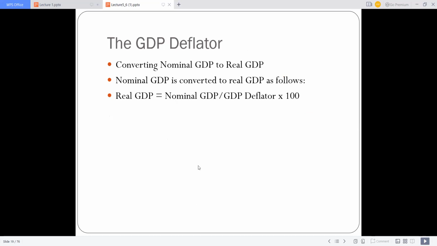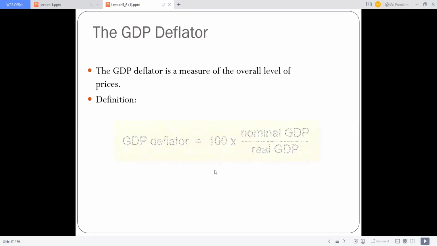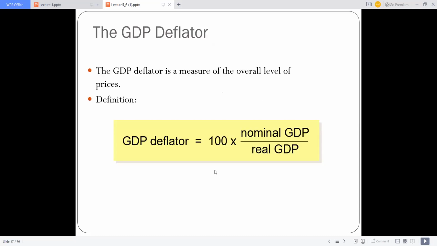Okay. So GDP deflator, converting nominal to real GDP. This is just change of subject. Don't panic. Make real GDP the subject in this equation. GDP deflator is equal to 100 times nominal over real. Make real GDP the subject and let's see.